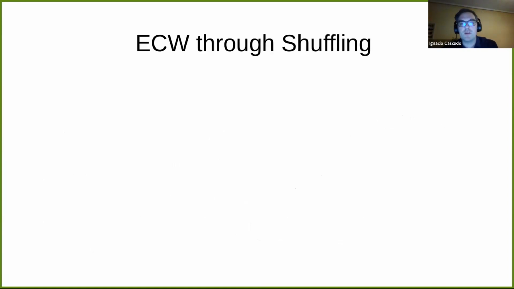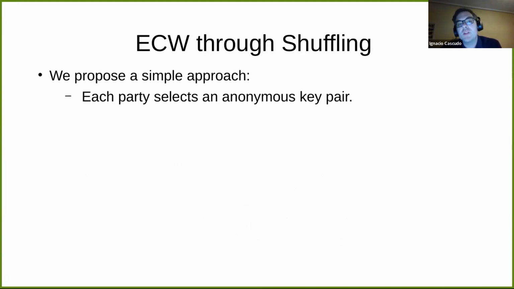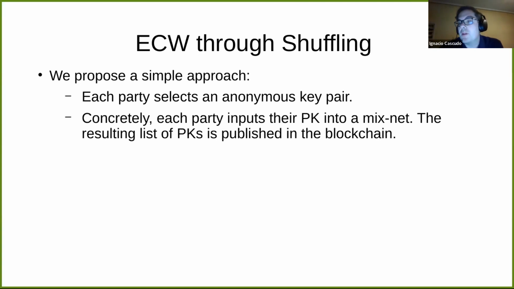First of all, let me talk a little bit about encryption to the current winner through shuffling. Essentially, the approach that we propose is very simple. Each party in the system will select a key pair anonymously, and then they will input their public keys into a mixnet, and the mixnet will shuffle these keys, and the resulting list of public keys will be published in the blockchain. This can all be done in a pre-processing step.